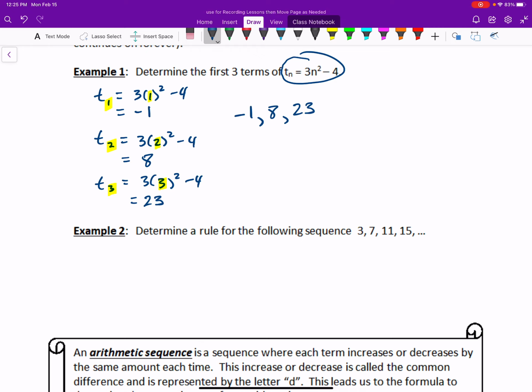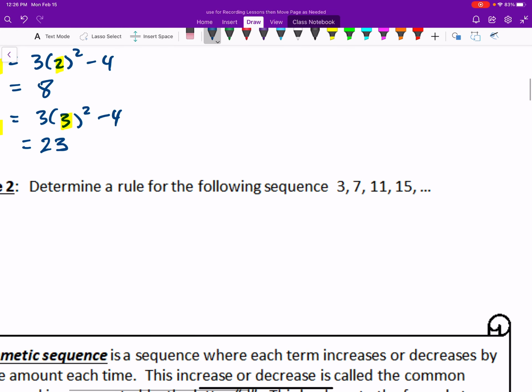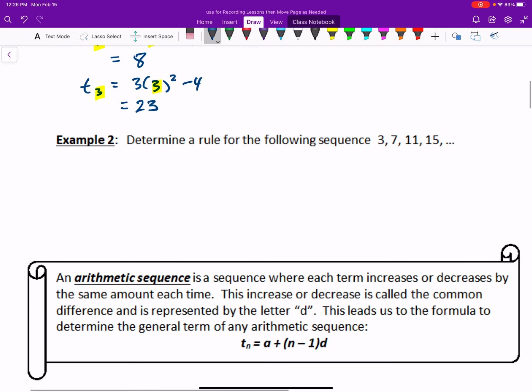Determine a rule for the following sequence. Often there's a pattern. There isn't always, but the ones that are more interesting follow patterns. This one's definitely following a pattern. At a quick glance, I can see that it's going up by 4 from 3 to 7, up by 4 again, up by 4 again. So one of the most basic patterns is just increasing or decreasing by a regular amount.